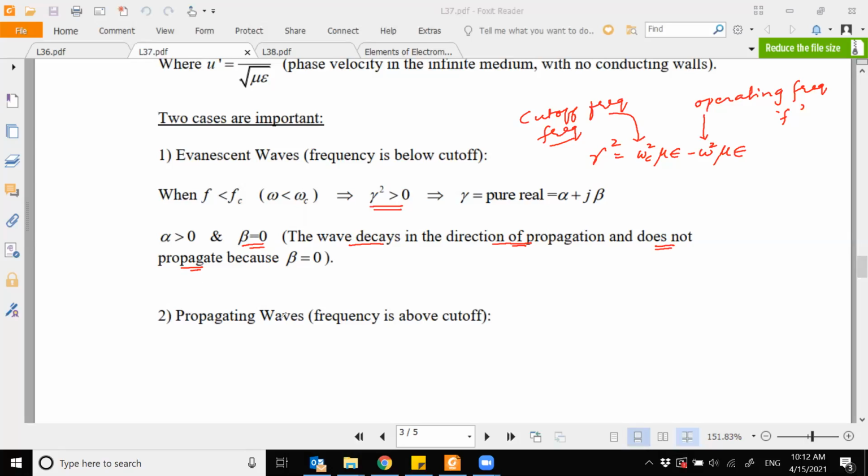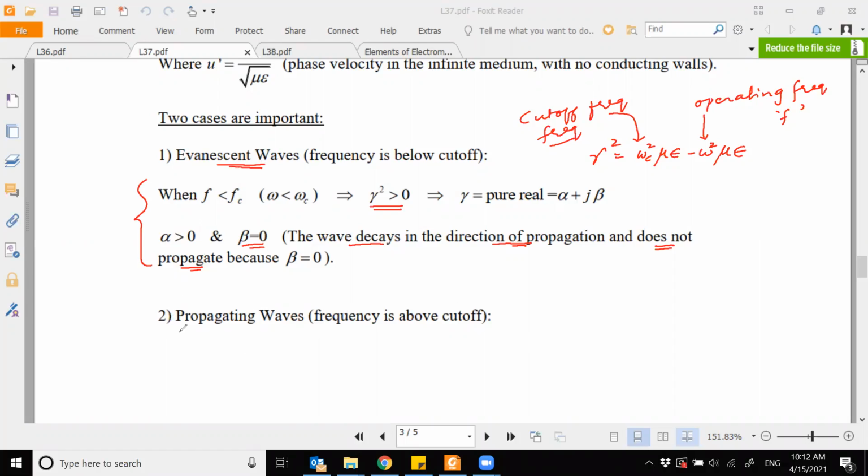If I select a microwave frequency which is below the cutoff frequency of my rectangular waveguide, then that particular frequency electromagnetic wave cannot propagate because this will happen. That's why it is called evanescent waves, decaying waves. It will decay along the direction of propagation and then it will die.